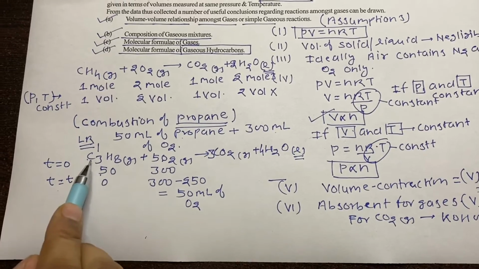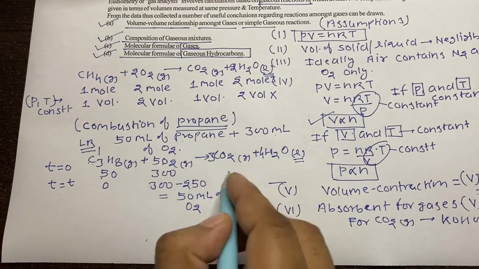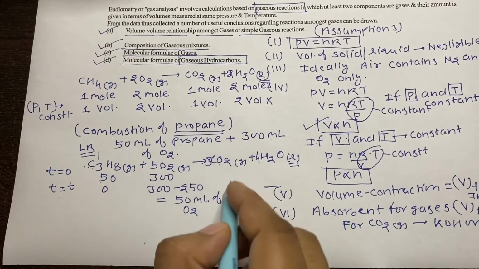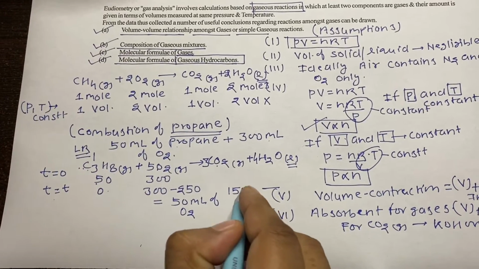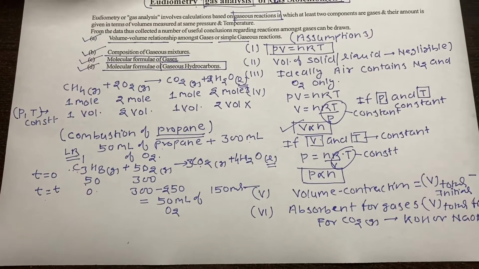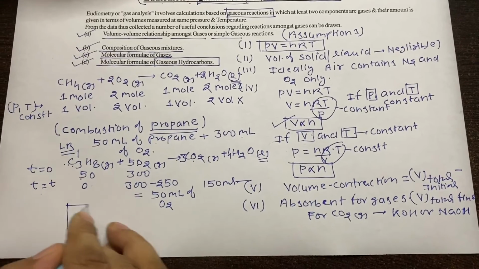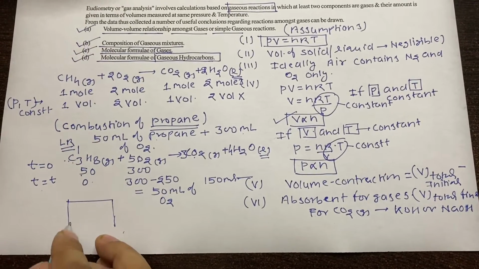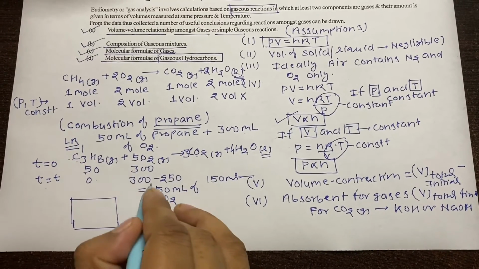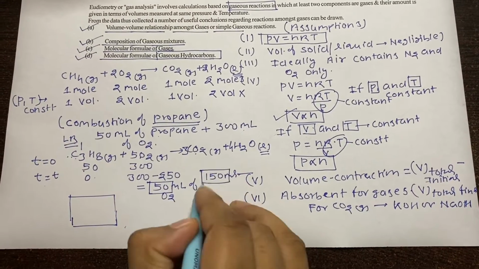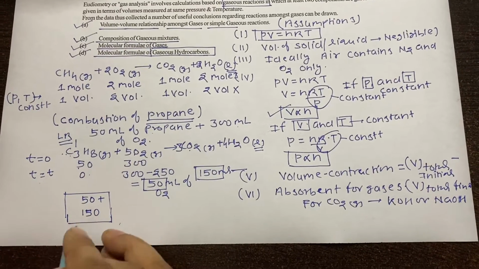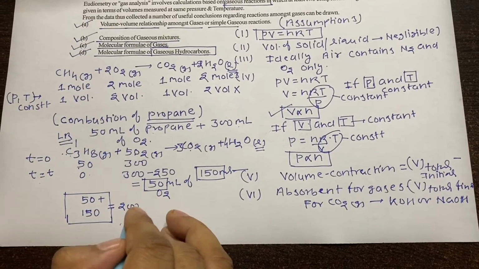So with respect to propane, how much CO2 will be formed? Definitely it follows the 1 volume to 3 volume stoichiometry, so 150 ml of CO2 will be formed. If it is asked which gases the resulting mixture contains and what is its volume, definitely the total volume of gases in the resulting mixture will be equal to 50 plus 150, which is equal to 200 ml.